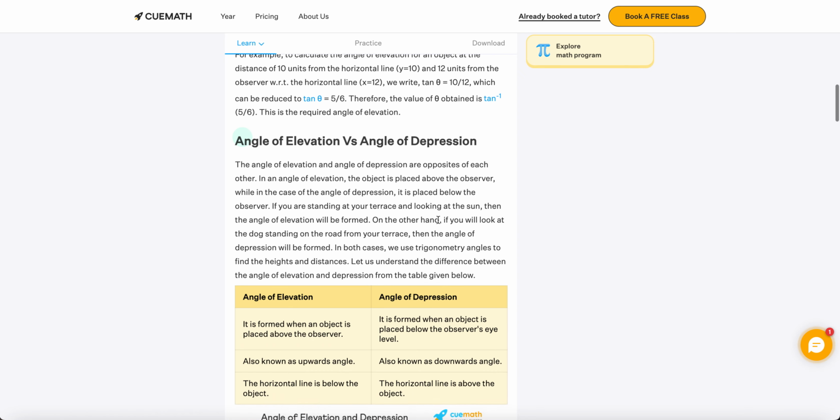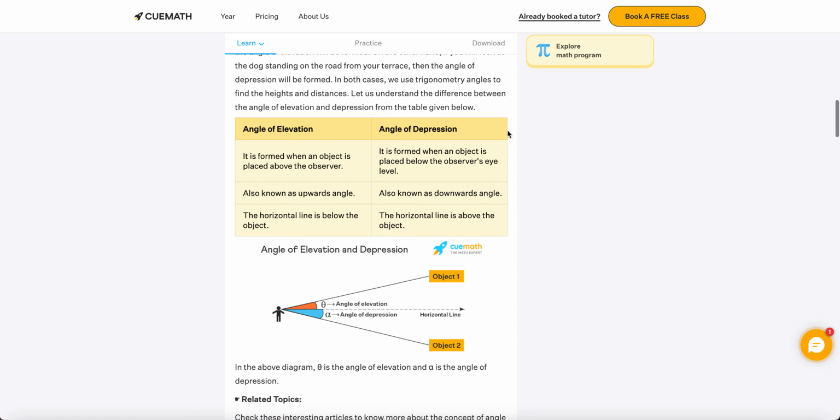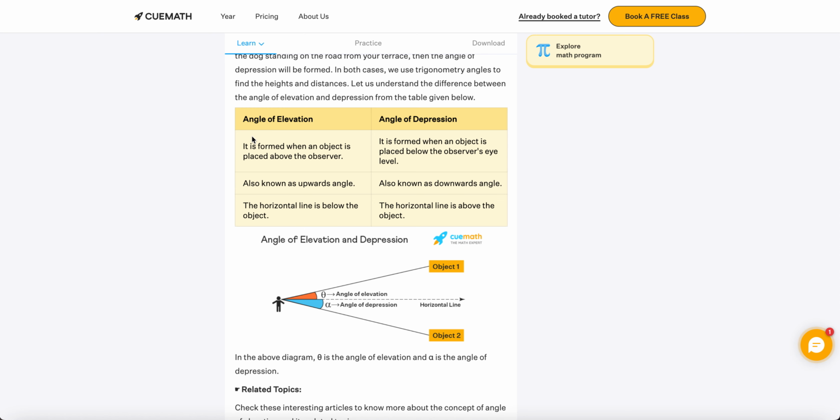But let's just go down to angle of elevation versus angle of depression. Let's just read these. Angle of elevation: it is formed when an object is placed above the observer, also known as an upward angle. The horizontal line is below the object. Here you go, the line is always below the object. Angle of depression: it is formed when an object is placed below the observer's eye level, also known as a downwards angle.